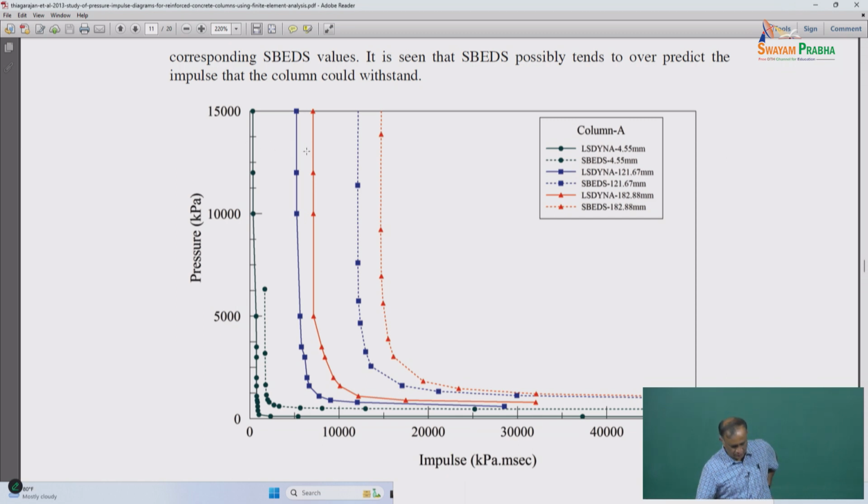So this is 1, 2. Okay, here they are, 1 and 2 are right here. Then 3 and 4 are here. This is the medium level of protection, and you see that there is a difference. And the high levels of protection are right here. So the orange is representing the S-beds and the solid lines here. There is a big difference, if you see, between what LS-DYNA predicted versus the S-beds.